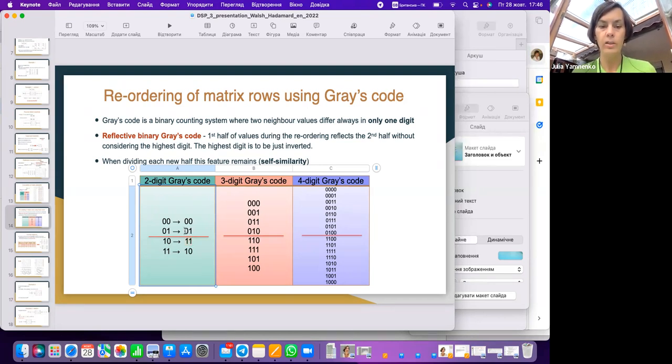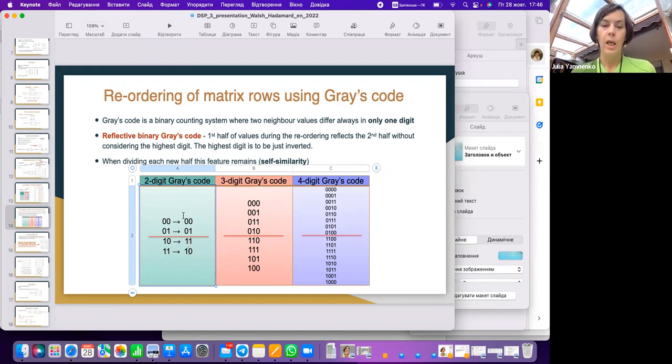Because comparing 0 1 and 1 1, we see that only 1 digit is changing, only the higher digit. 0 becomes 1 and the lower digits remain the same, 1 and 1. So the next value in Gray code after 0 1 will be 1 1. And the last one here in 2-digit Gray codes will be 1 0. Because if again we compare the previous one, 1 1, and the next one, 1 0, we see that there is only a change in 1 digit, in the lower digit.